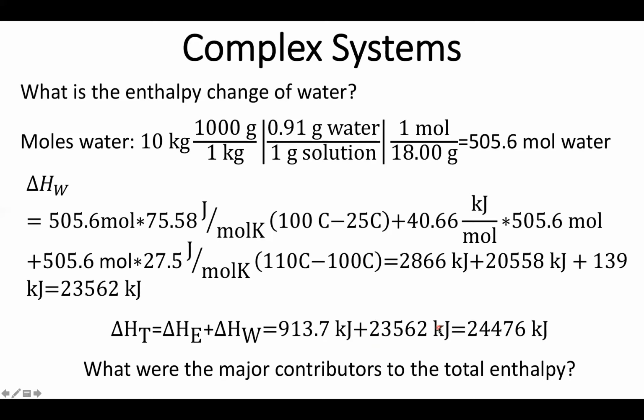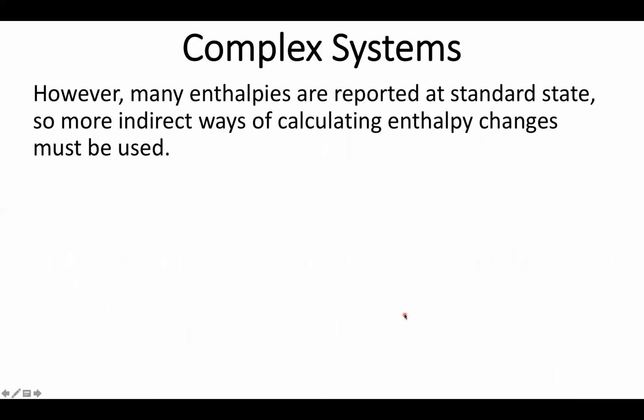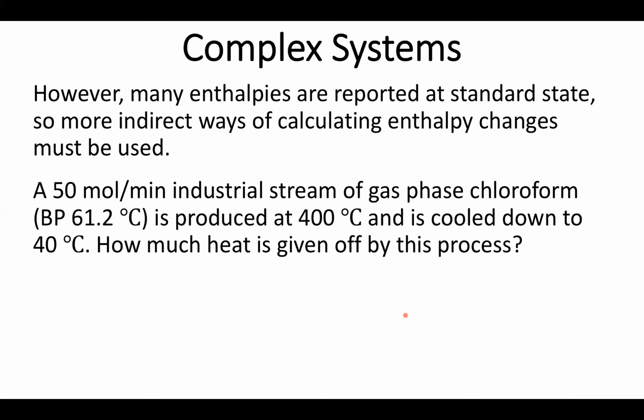So one of the other things you should watch out for is that, again, a lot of enthalpies are going to be reported at standard state. And it turns out that's going to be kind of inconvenient for a lot of phase changes. So for example, let's go ahead and take a look at an industrial stream of chloroform, which has a boiling point of 91.2 degrees C. So I'm producing gas phase chloroform at 400 degrees C, and I'm going to cool it down to 40 degrees C. So now I want to figure out how much heat this process is going to give off, because I need to find some place for that energy to go.